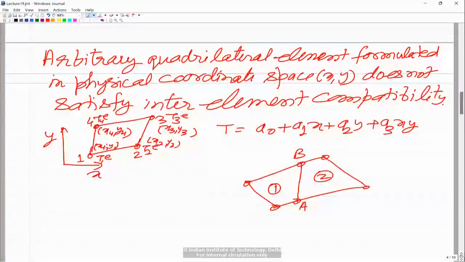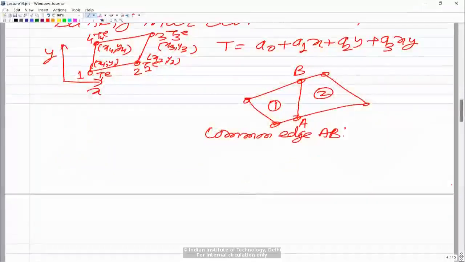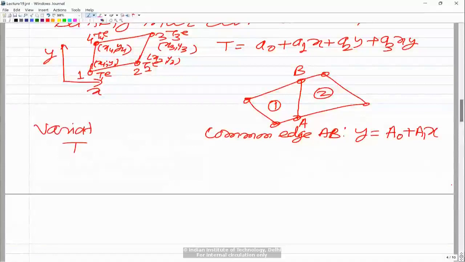The equation of the common edge AB is a straight line. So either you can express y in terms of x or x in terms of y. That would depend on the coordinates of A and B. Right now I'm just putting it in a general way. So you can write the equation of line AB as capital A0 plus A1 into x. So this is the equation of line AB. Now if I want to look at the variation of T along AB.